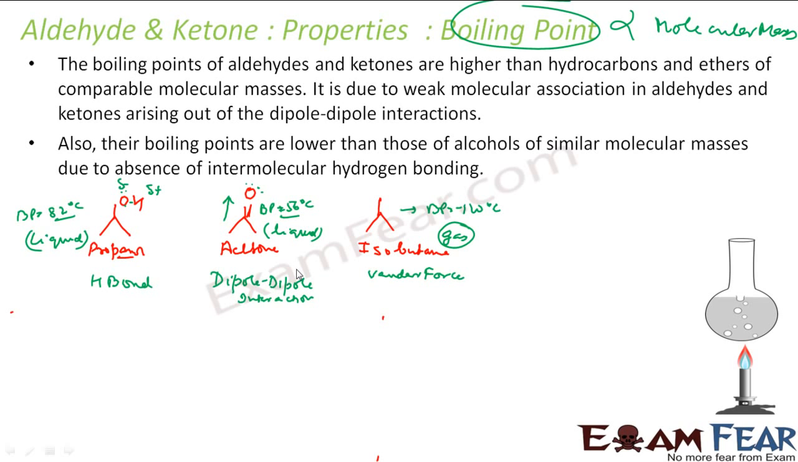Correct? And this hydrogen bond plays one extra role, that is, it helps in determining the solubility in water. Since it is having a hydrogen bond, this is soluble in water. This isobutane is not having a hydrogen bond, so it is not soluble in water. So the hydrogen bond has an extra role: it increases the boiling point, plus it makes the compound soluble in water.